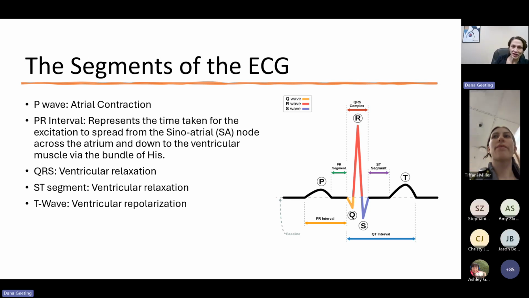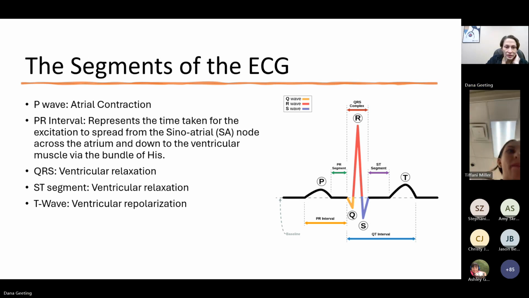That represents the time taken to go from the sinoatrial node across to the atrium and then down to the ventricle muscle through the bundle of His. Your QRS is your ventricular depolarization. And then your ST segment is this little flip right there. That also is ventricular depolarization. And then your T wave is your ventricular repolarization, which is right there.